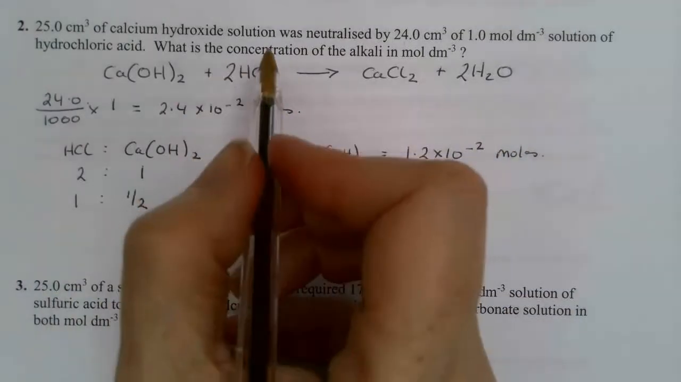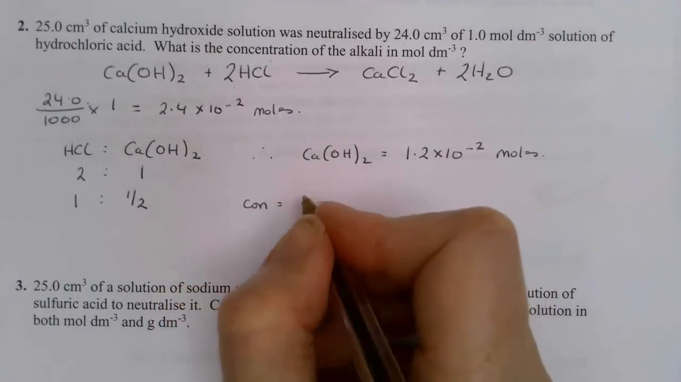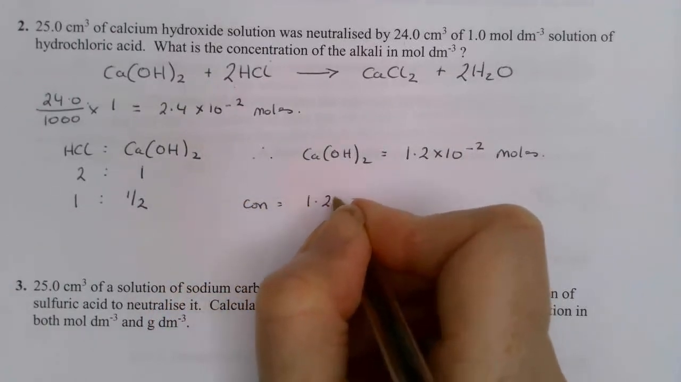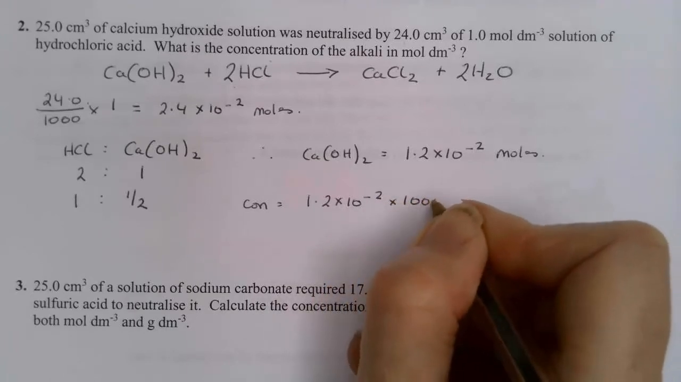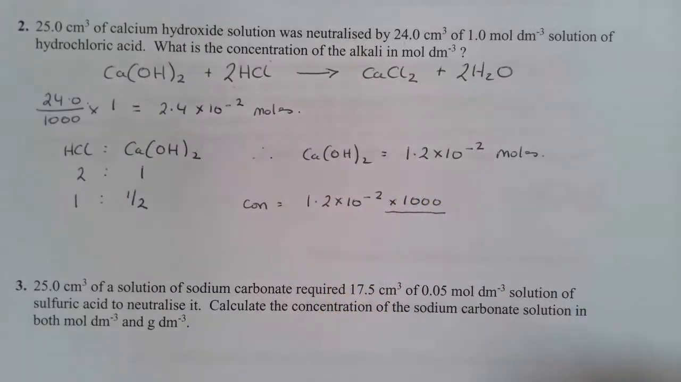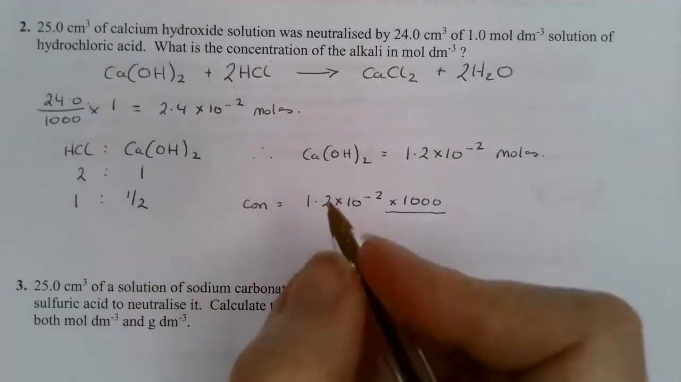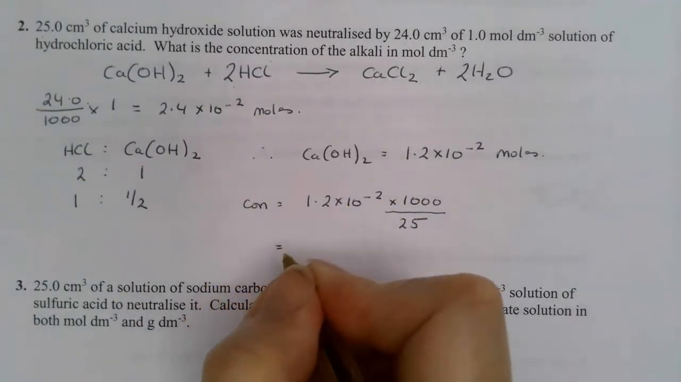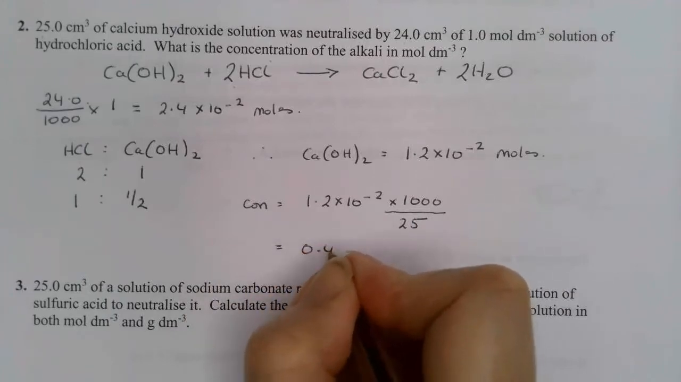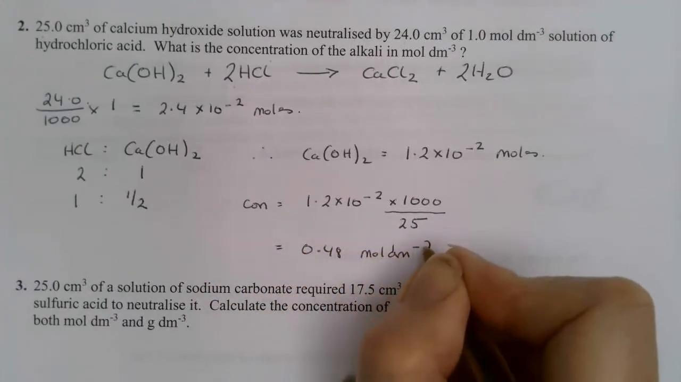I've been asked to work out again the concentration. Well, the concentration is equal to my number of moles, 1.2 times 10 to the minus 2, times by 1,000, divided by my volume of calcium hydroxide, and in this case it is 25. So 25, and I get a concentration of 0.48 moles dm to the minus 3.